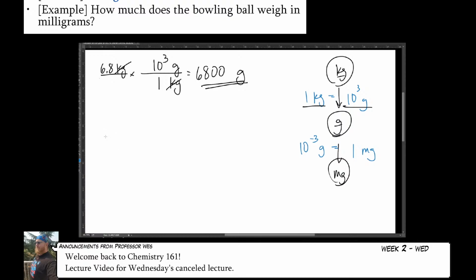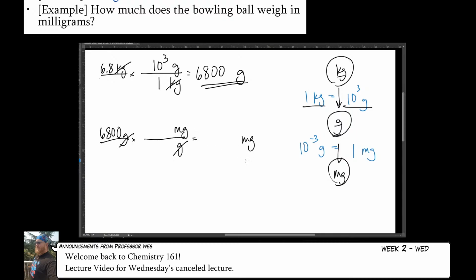So we'll set it up the same way. Here's my number that I'm going to start with. I don't want this grams unit anymore. I got to get rid of it. So what do I put on the top? Do I put 10 to the minus 3 grams on top and milligram on bottom? Or do I put milligram on top and 10 to the minus 3 grams on the bottom? Set it up so that the units cancel. So if I do this, I can then turn it into milligrams, and my answer will be in milligrams when I'm done with the calculation.